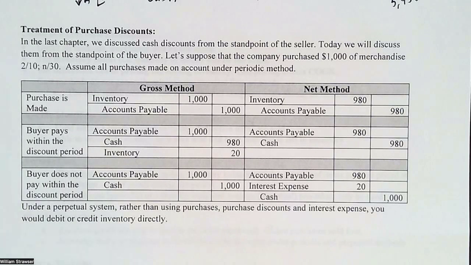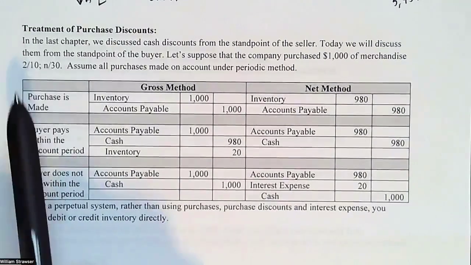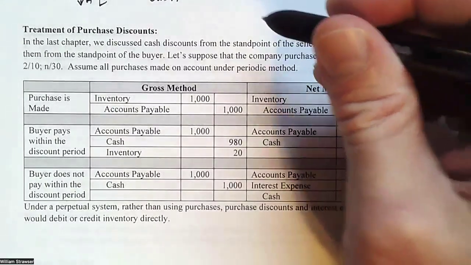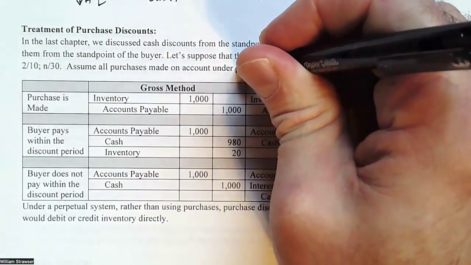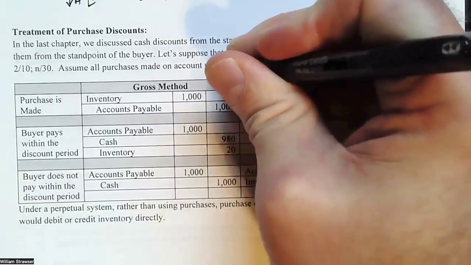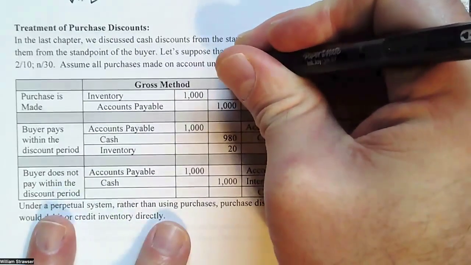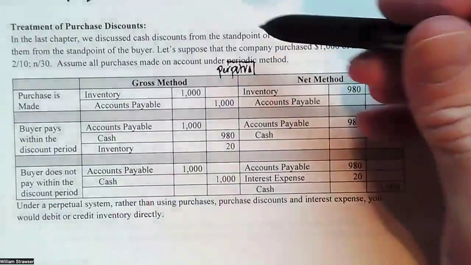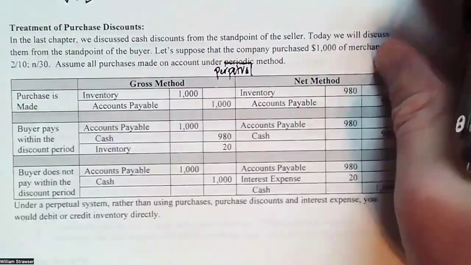We purchased $1,000 of merchandise, 2/10, n/30, which means a 2% discount if paid within 10 days. Otherwise, the full amount is due in 30. So in this case, not the periodic method, we're doing the perpetual method. Under this case, we have the gross method on the left, the net method on the right.